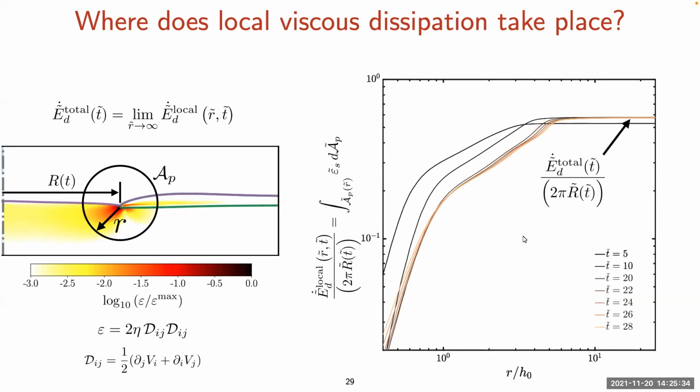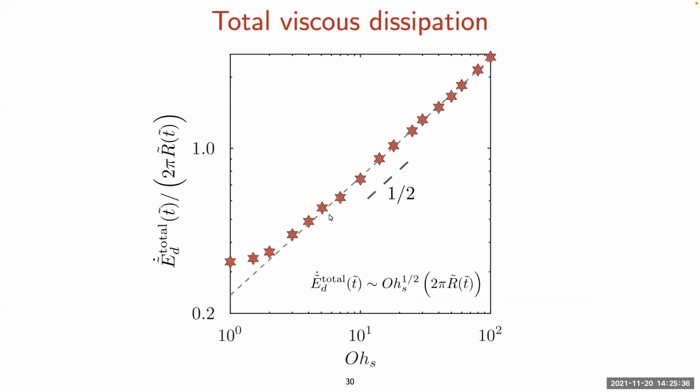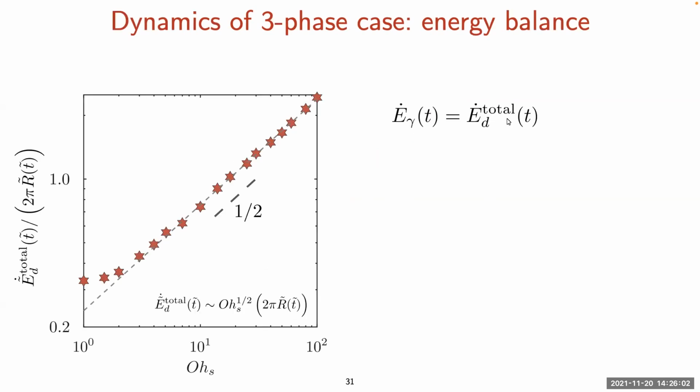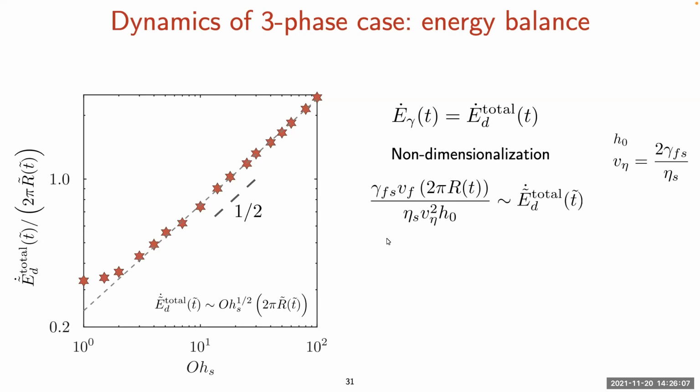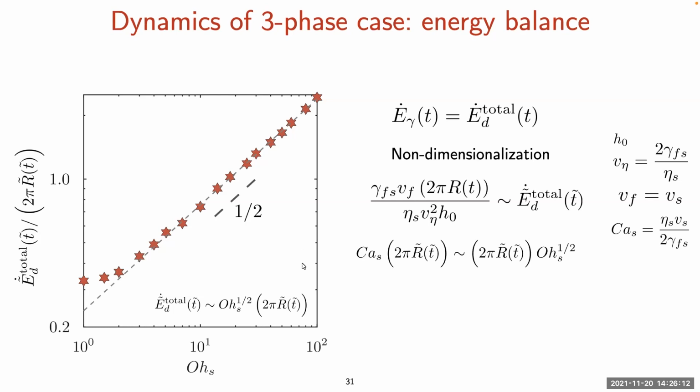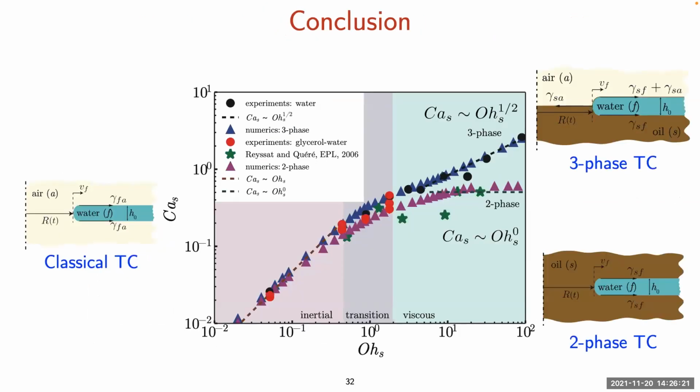We can now plot this as a function of the Ohnesorge number here, and we get a slope of half, which basically means total viscous dissipation per unit retracting length goes as Ohnesorge number to the power half. Now the rate of change of surface energy is equal to the rate of viscous dissipation. We non-dimensionalize everything in the same way again. So this is our final equation here. We introduce the capillary number here again, which we simplify to show that the capillary number goes as Ohnesorge number to the half, which was also what we saw from our experiments and numerical simulations.